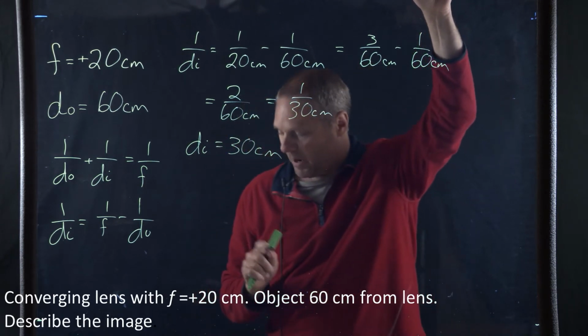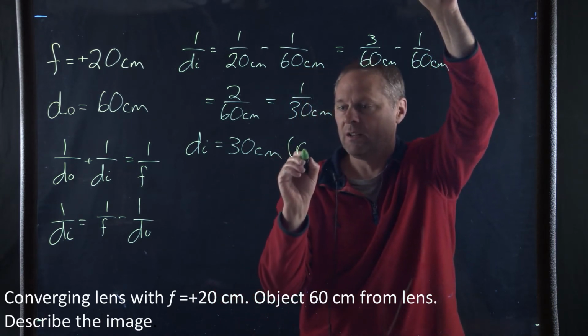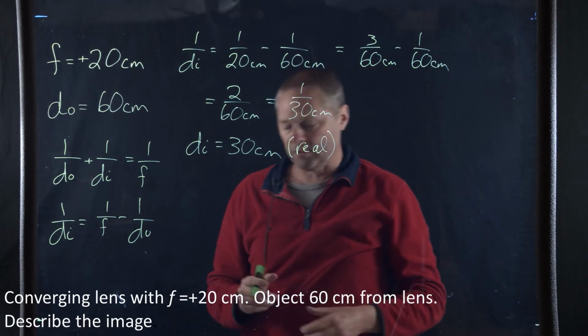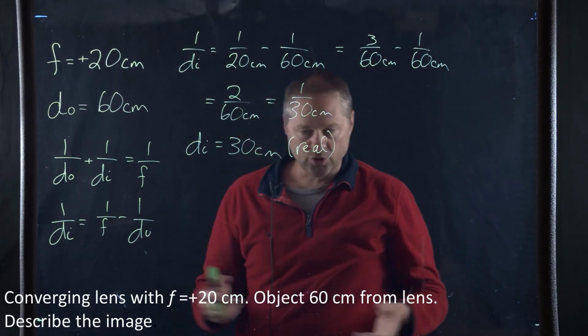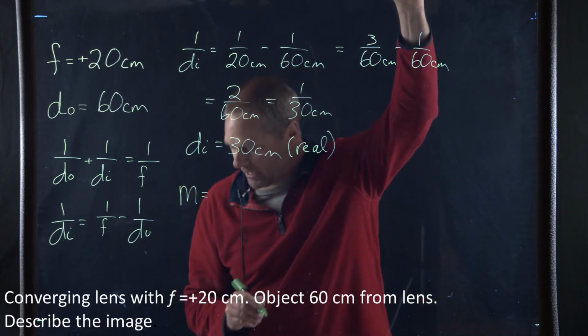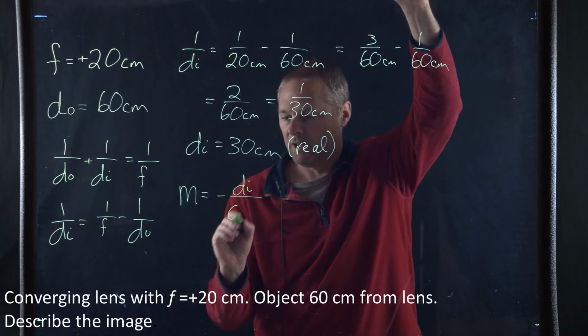Now, since this is a positive number, this is a real image, meaning that it can actually be displayed onto a card or onto a screen or something along that line. Now we can determine the magnification, which is equal to the negative of the distance of the image divided by the distance of the object.